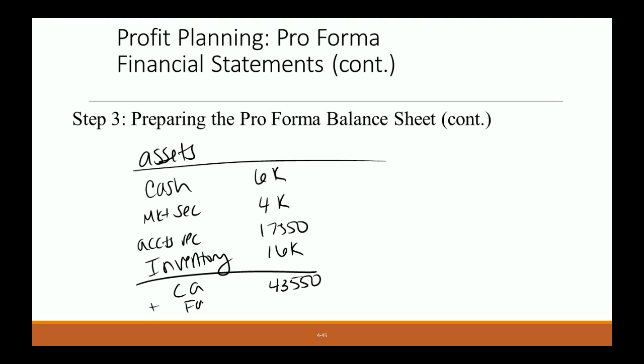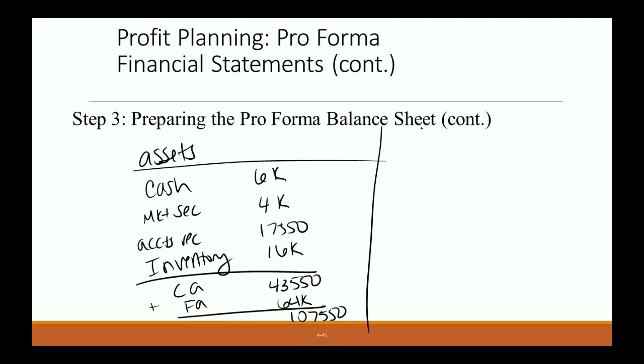Our fixed assets. Fixed assets are $64,000, because assumption number 8 says that fixed assets will increase $13,000. So $64,000. So that gives us our total assets of $107,550.